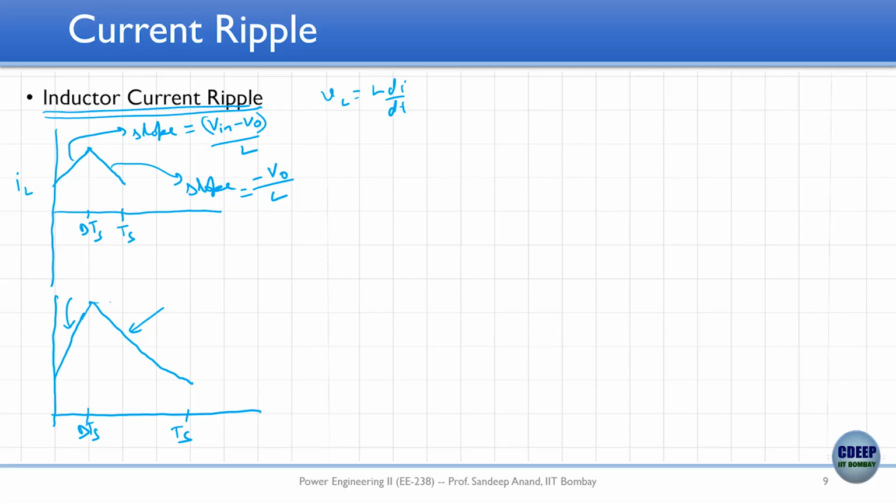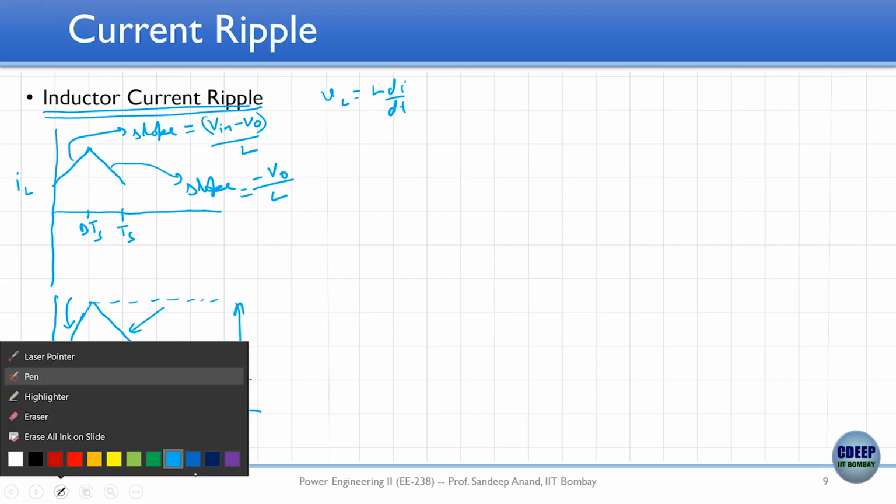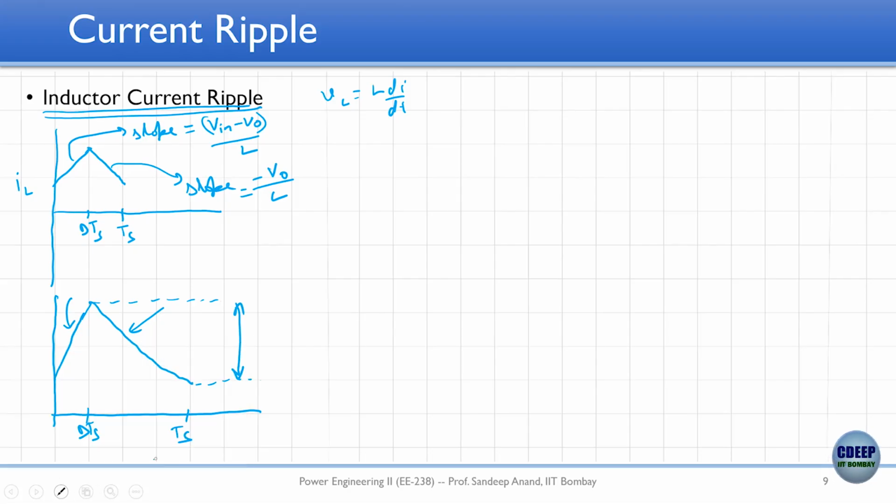Okay, now coming back to the inductor current, right? If you see in this case, this vertical drop is what we define as inductor current ripple, right? The vertical peak to peak value is the inductor current ripple. This is inductor current ripple.